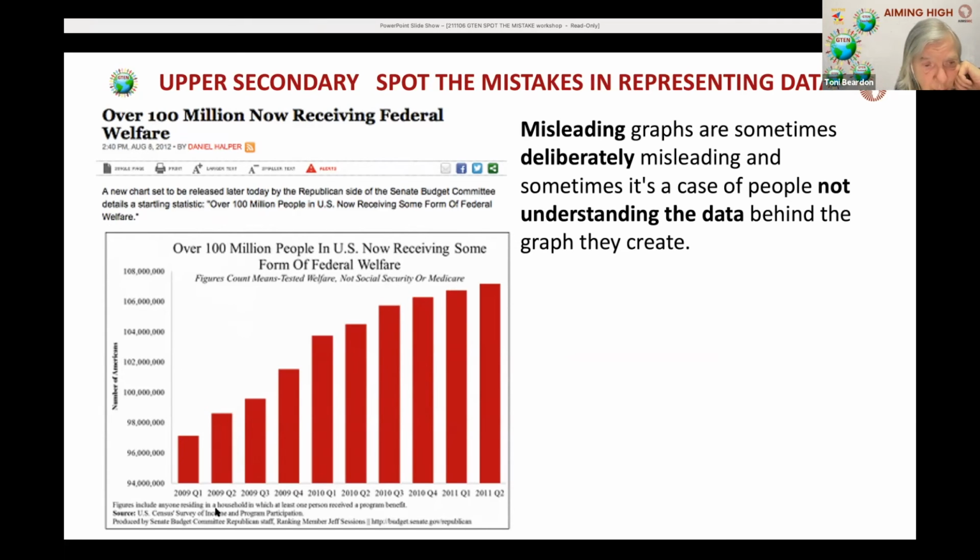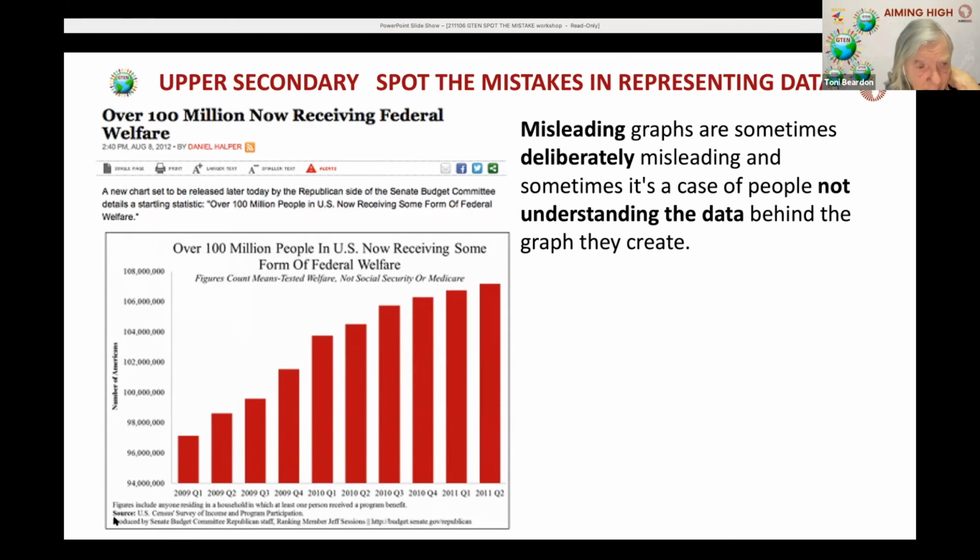Now, in small print, and you might find it difficult to read, it says at the bottom here that the figures include anyone residing in a household in which at least one person received a program benefit. There could be a lot of people living in that household and only one person on benefit. But if there were 5 adults in the household, to draw this graph they would have counted 5 people on benefit, not 1.